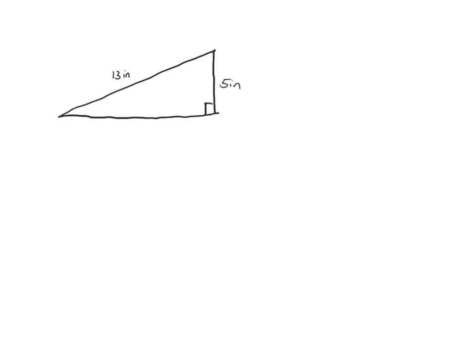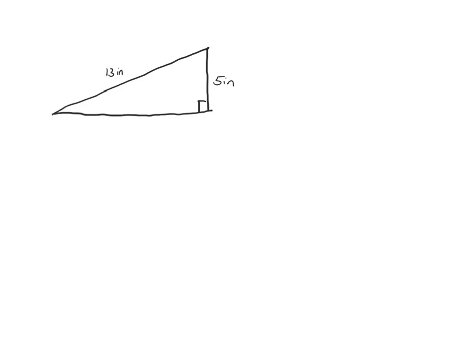Okay, let's try one more. On this one, we have a leg, which is 5 inches, and we have the hypotenuse, which is 13 inches. We are missing a leg. I'm going to call it A. You can call it either A or B.